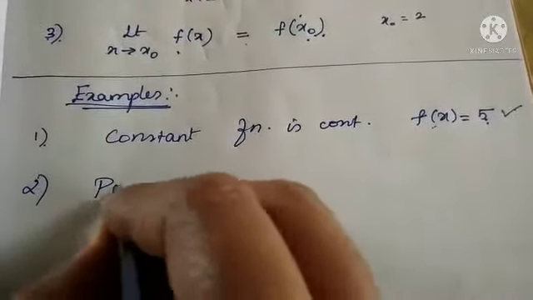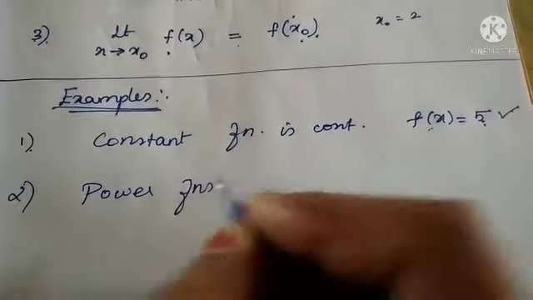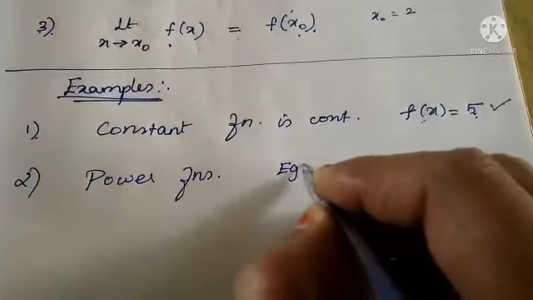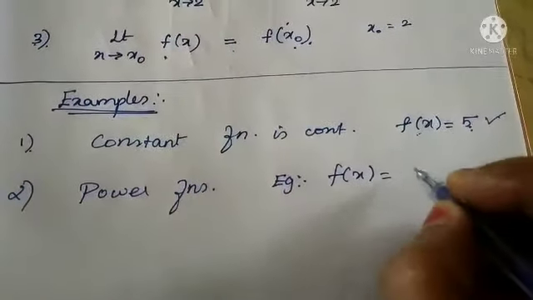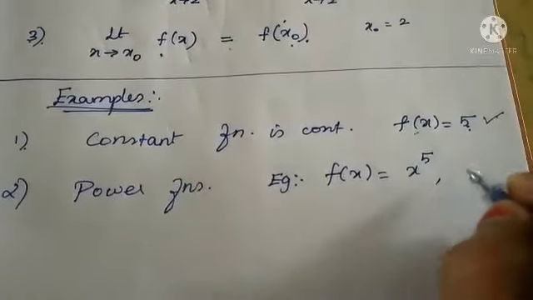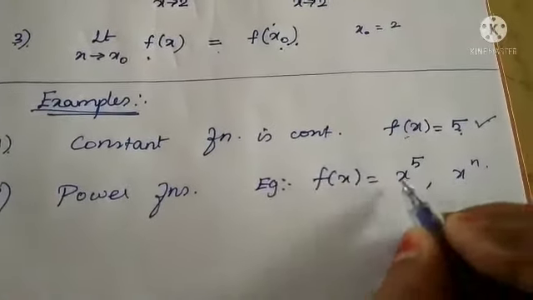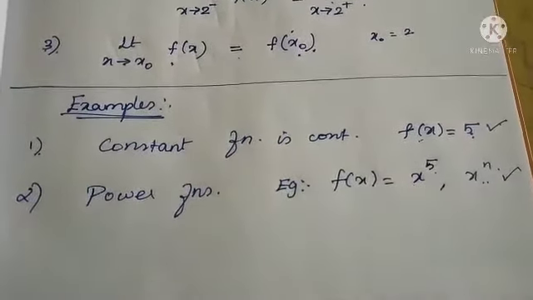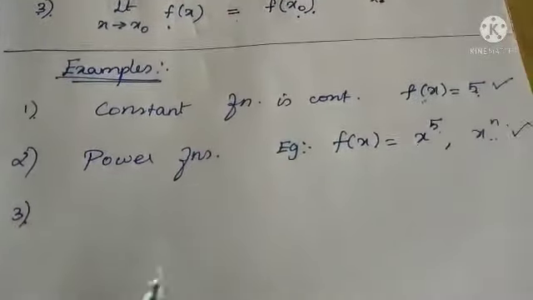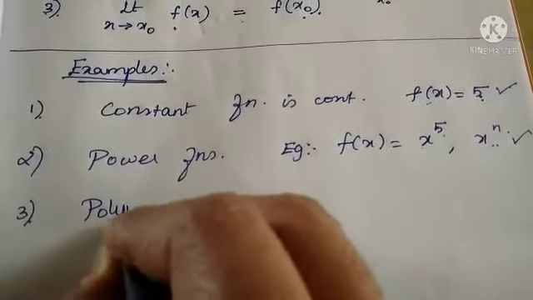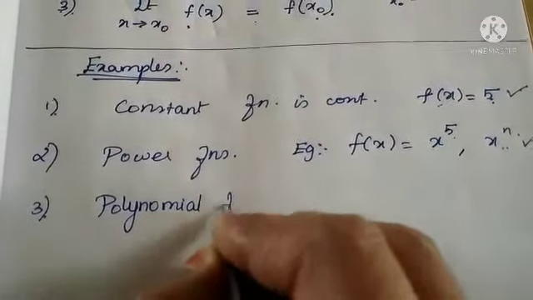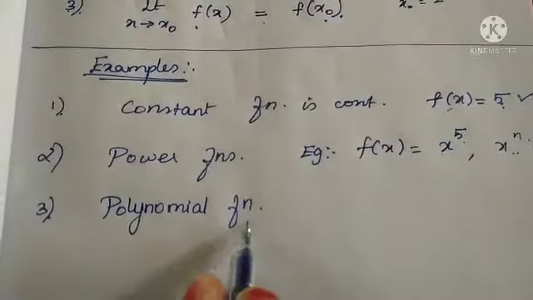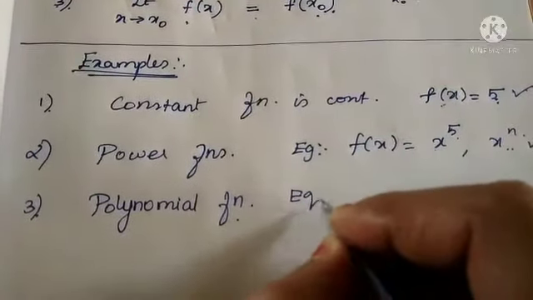Second example, all the power functions are continuous at all the points. Power function means you can take, for example, f of x is equal to x power 5, x power n, like this. All these are power functions which are continuous at all the points. Third point, polynomial functions. You know what is meant by polynomial. Polynomial will have more than 2 terms. So polynomial functions are continuous at all the points.